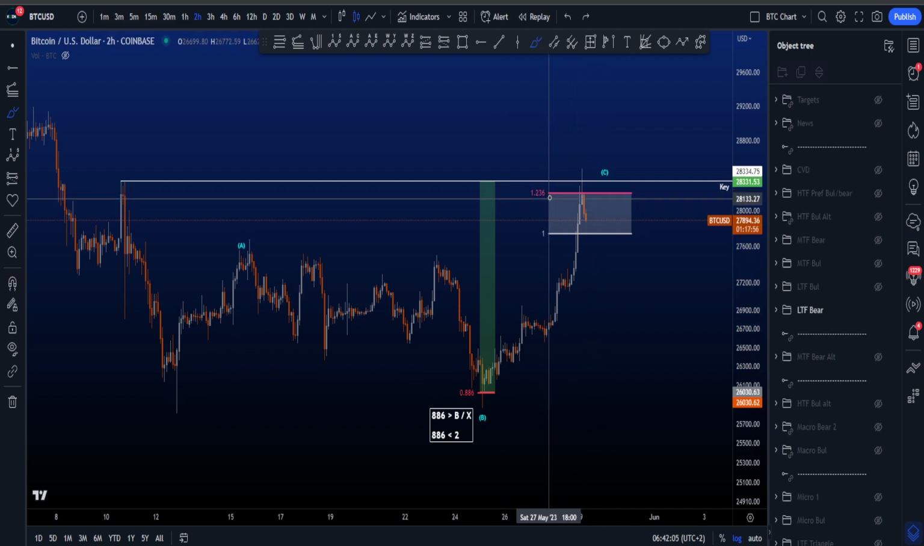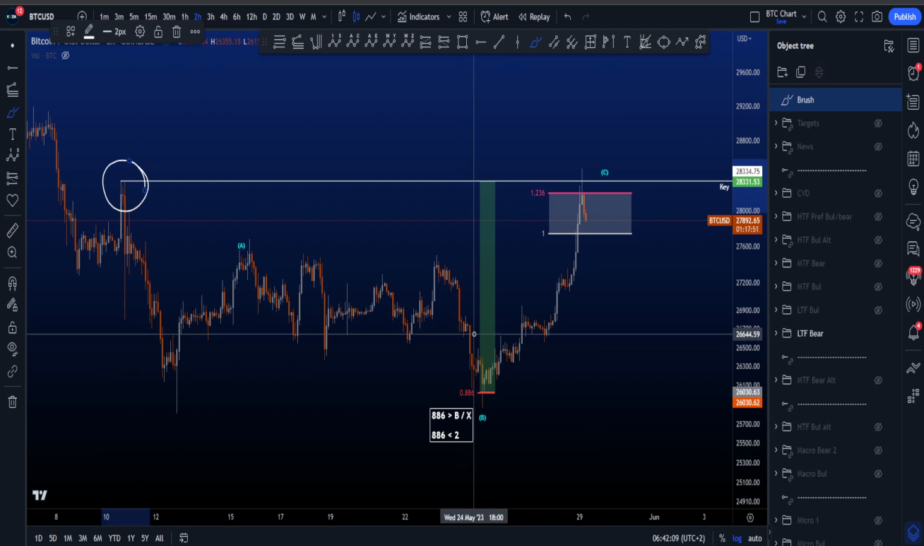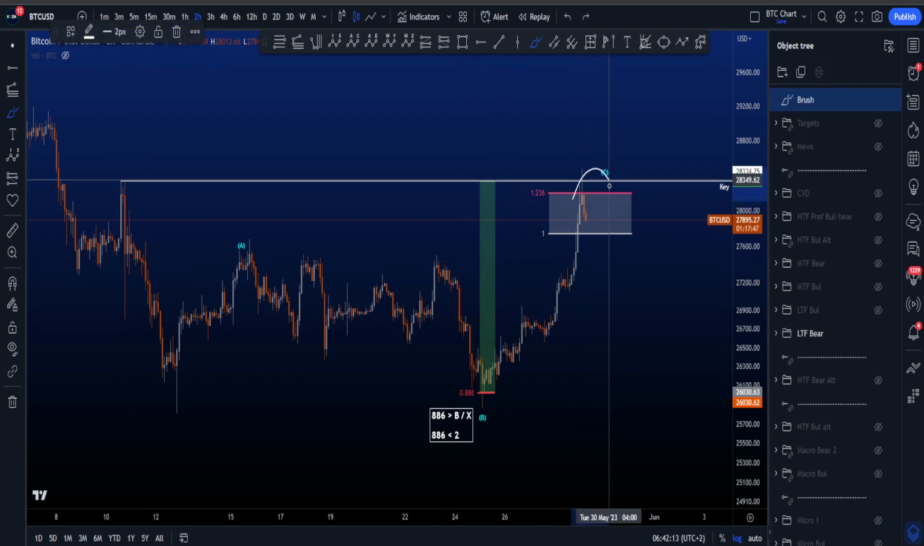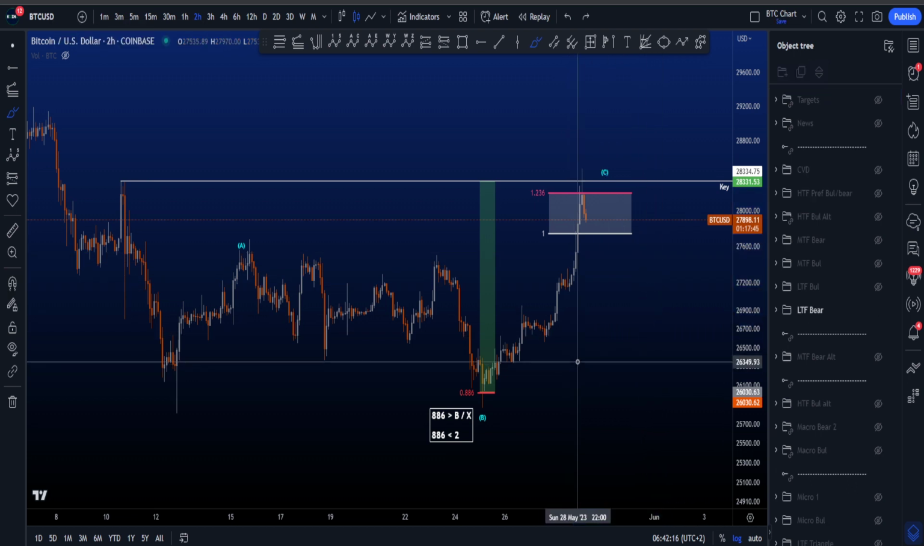And as you can see, price is currently ranging inside this area after taking the highs over here that we identified a while ago at 28.3k for maybe a liquidity grab and then continuation to the downside.